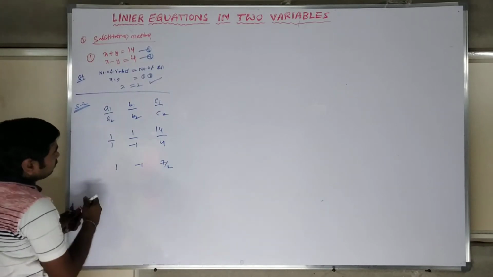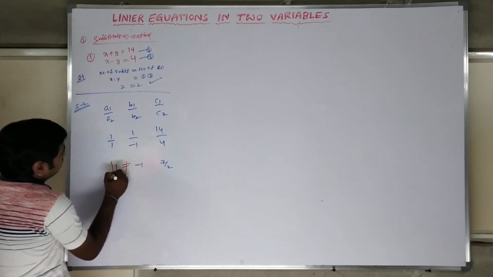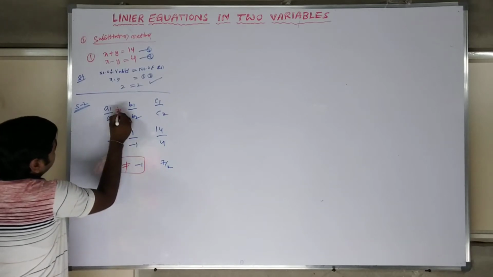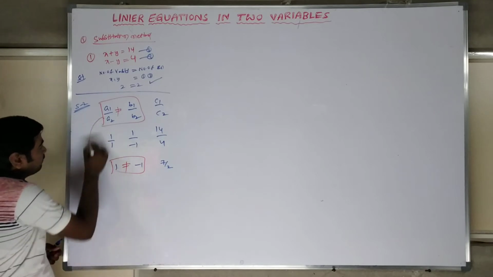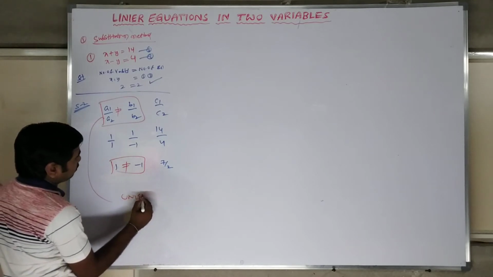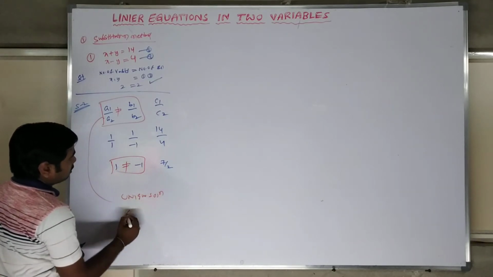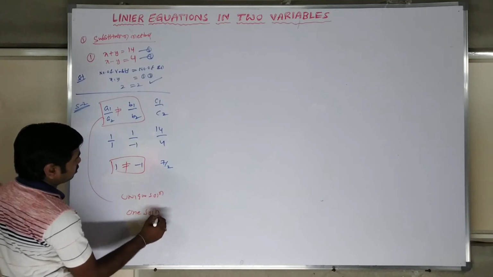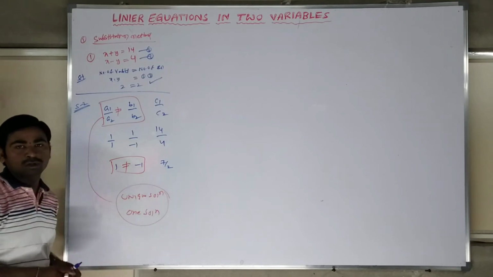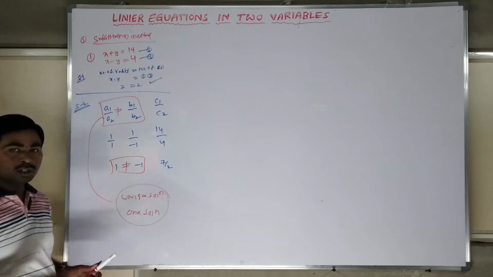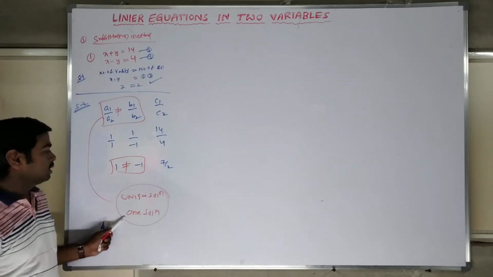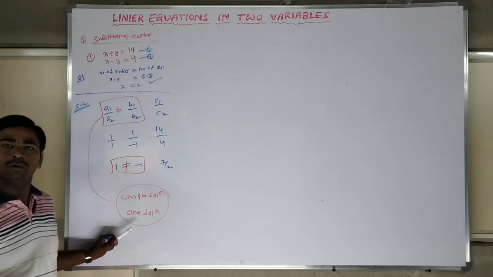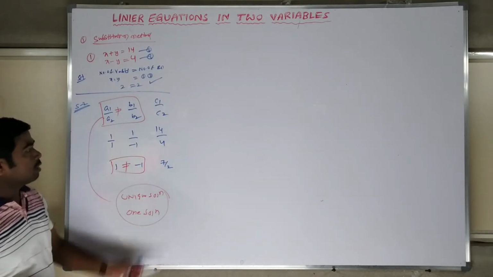So A1 by A2 is not equal to B1 by B2. Whenever A1 by A2 is not equal to B1 by B2, the system has a unique solution, or one solution. When you have a unique solution or infinite number of solutions, please start applying your process. If there is no solution, please stop and write no solution. There is no need to do all these things.